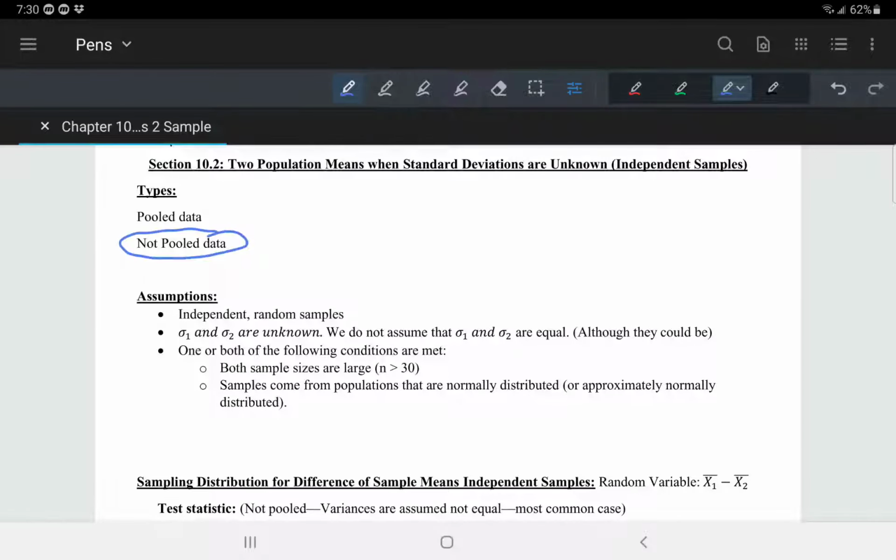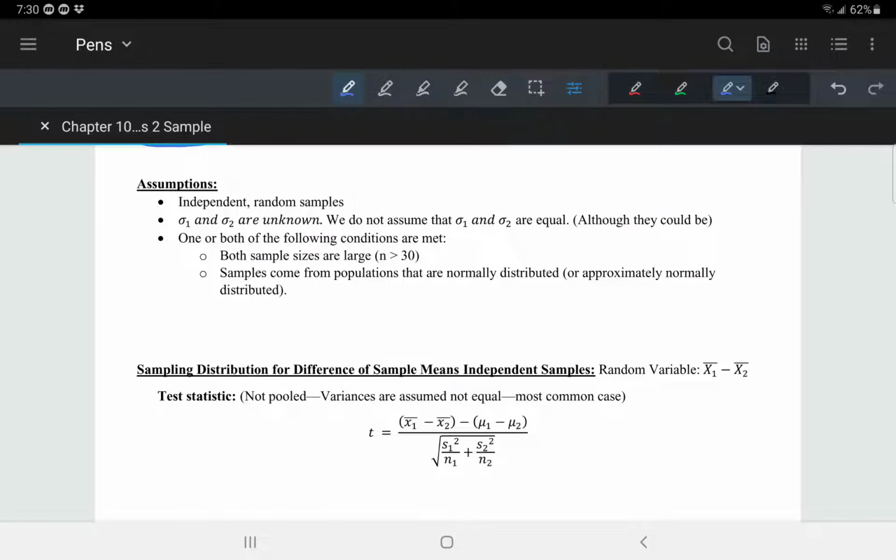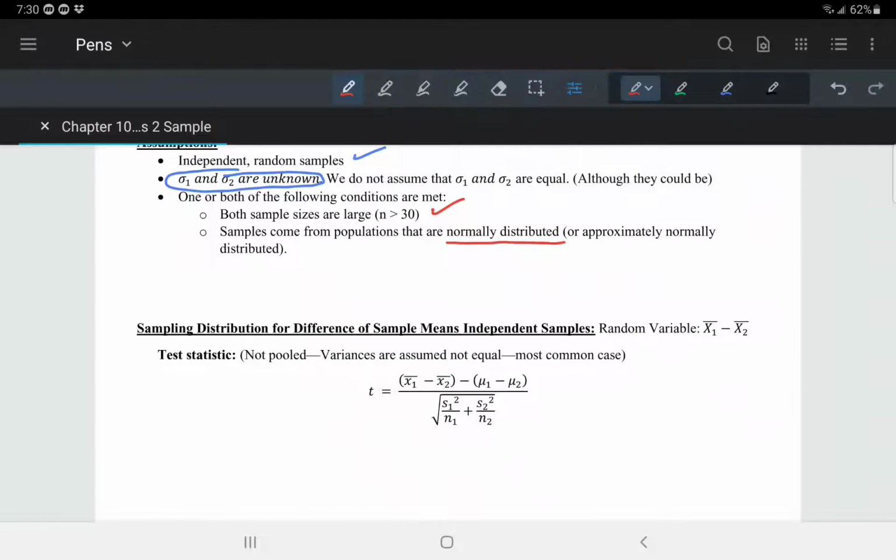Not pooling the data is the most common choice. Some people argue that we should never pool the data. But we'll need some assumptions before we can find the test statistic and perform the test. We'll need independent random samples. Sigma 1 and sigma 2 are both unknown. We do not assume that sigma 1 and sigma 2 are equal, although they could be. We do need the conditions for normalcy or approximate normalcy. So again, we need both sample sizes to be large, greater than or equal to 30, and the samples should come from populations that are normally distributed or approximately normally distributed.